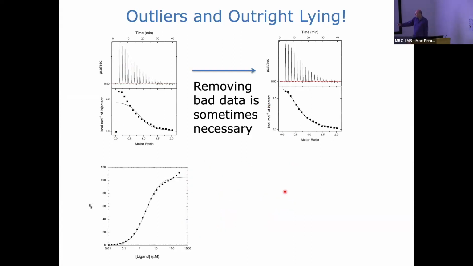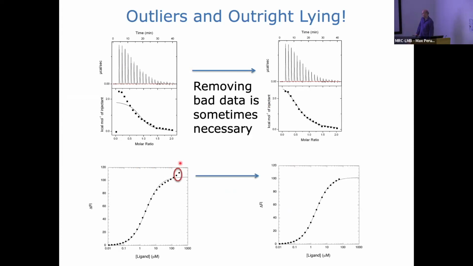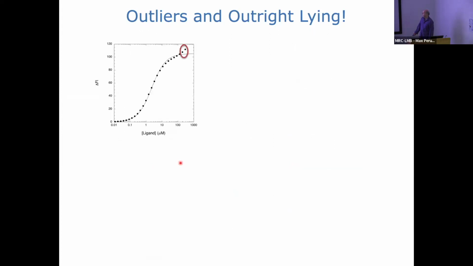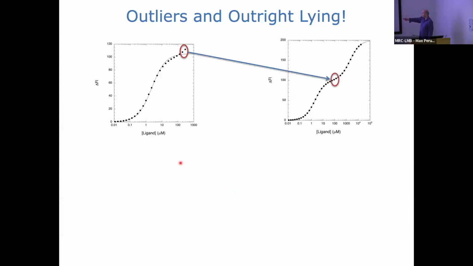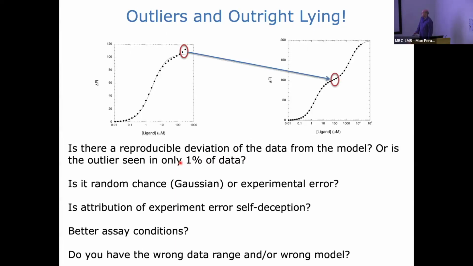Over time you might look at these points at the top and think, I don't like these, let's get rid of those. But maybe you need a bigger data range. In this case, there's another binding step happening here. So be careful about that. Is this deviation seen in only 1% of the data? Is it just random? Is something else happening? Do you need better buffer conditions? Is there something wrong with the data, or actually the data model?